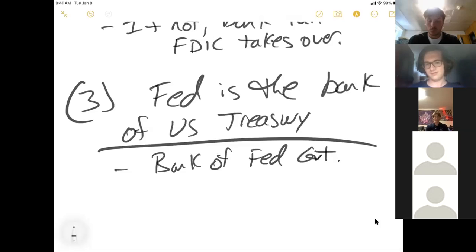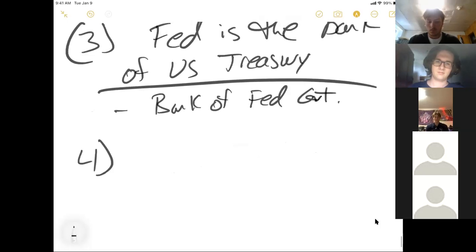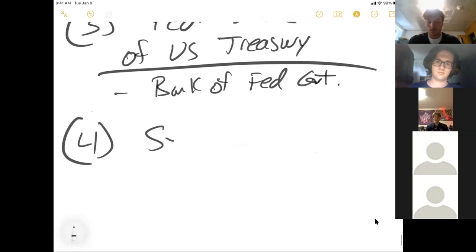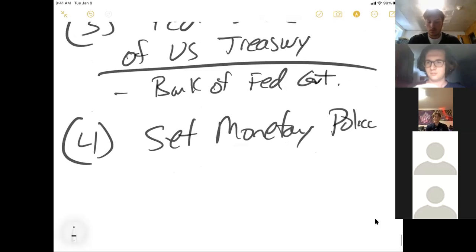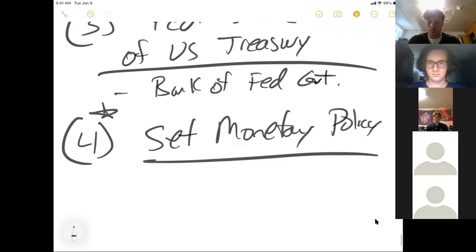And this is, of course, one of the reasons why Alexander Hamilton and many of those Federalists argued that we needed a central bank, is that the government needs a bank. The government has a lot of needs for banking services. And so having a Fed is an important way to be able to provide these services. And then the fourth is to set monetary policy. And this, of course, is maybe the most important one, the one that we're going to talk about the most.